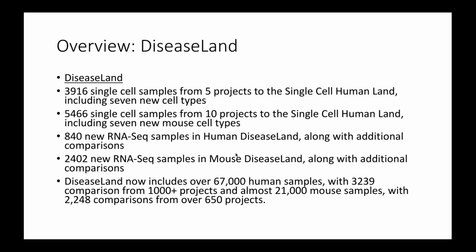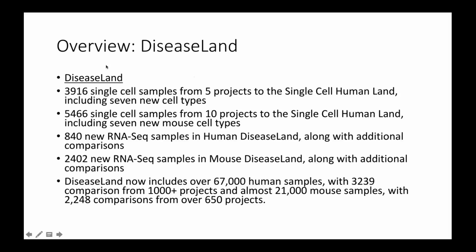But basically what we did is we merged all of the ImmunoLand data with the cardiovascular and metabolic data, with the idea that we now have two major disease-related lands. We have oncology, and then we have essentially everything else.